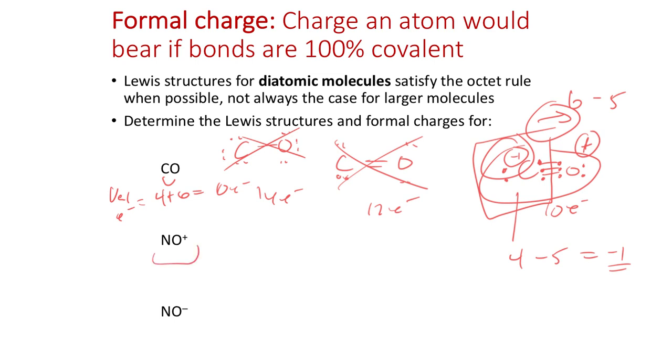If we go NO+, how do we deal with positive charges when we're doing structures? Well, just think of our count for nitrogen should have 5 valence electrons, oxygen should have 6. The positive charge kicks an electron off the structure. So we lose a valence electron with the positive charge. So this would be 10 electrons as well. And so then this, just like CO, has to have a triple bond. So we've got to go triple bond here and have a lone pair on each of the atoms.